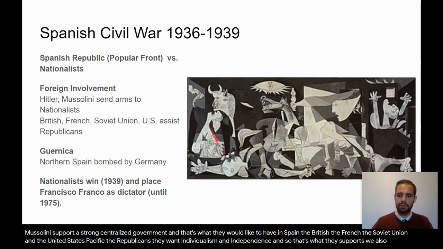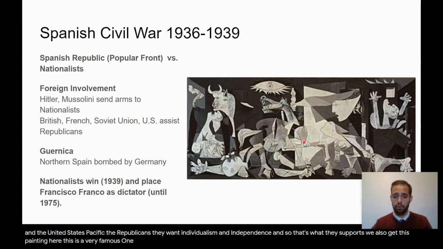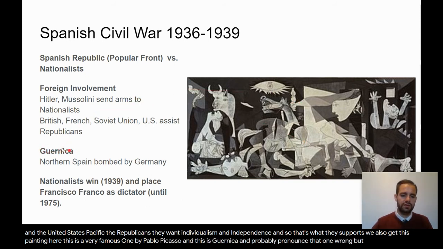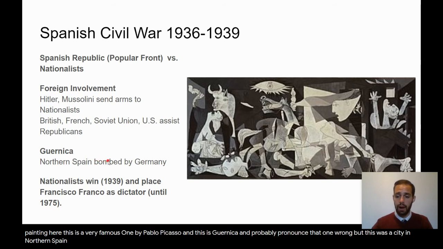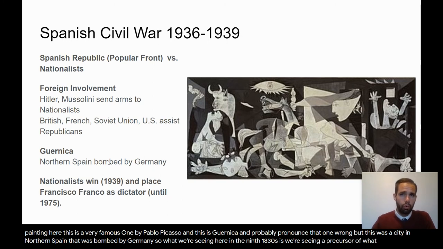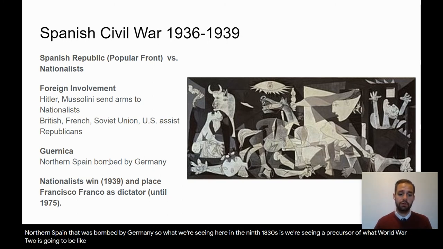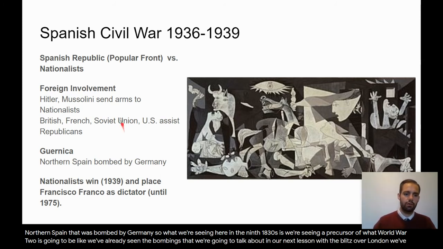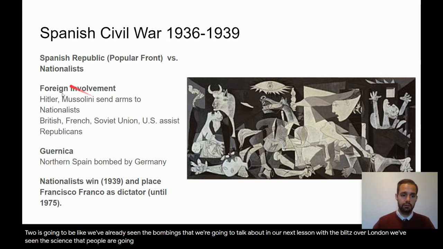We also get this painting here. This is a very famous one by Pablo Picasso, and this is Guernica. I probably pronounced that one wrong, but this was a city in northern Spain that was bombed by Germany. So what we're seeing here in the 1930s is a precursor of what World War II is going to be like. We've already seen the bombings that we're going to talk about in our next lesson with the Blitz over London. We've seen the sides that people are going to take. We've seen Hitler and Italy on one side and everyone else on the other side.